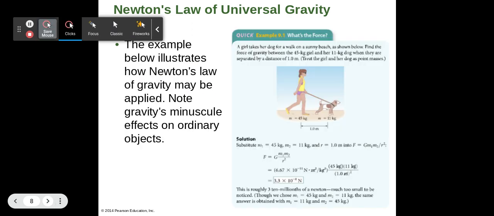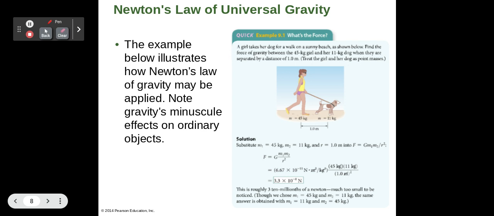All right, so here is an example problem. The example below illustrates how Newton's law of gravity may be applied. Note gravity's minuscule effect on ordinary objects. When we're dealing with ordinary objects, the force number is going to be tiny, tiny, tiny. Very, very tiny.